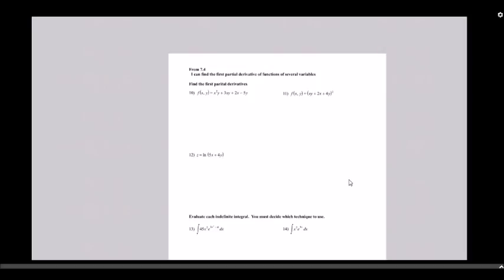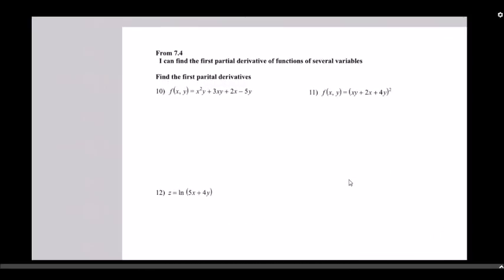Right, so the one section from Chapter 7 that we had time to do was Section 7.4, and it does seem a little out of place in this unit because we're reverting back to derivatives. This should have been done back in Unit 2, but we're squeezing it in. We've got partial derivatives of functions of several variables. We talked about this in class.